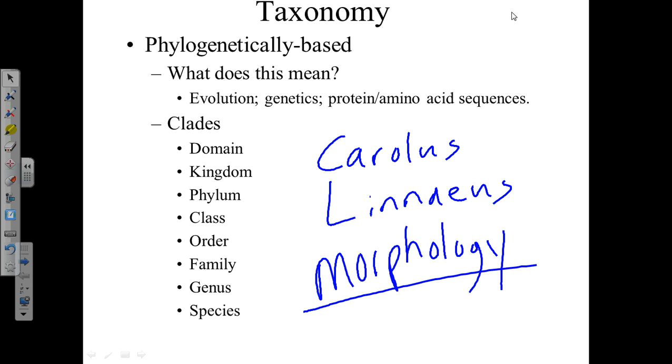Today, that's not really how things get classified anymore. Today, the taxonomy system is phylogenetically based. And that's a big word that's going to show up a lot in this class, in these sessions and in regular class. Anybody want to take a shot at what it means, phylogenetically? It means based on evolution and genetics. Things are classified today based on how they're genetically related and how scientists think they're related through evolution. That's why things are put in the groups they're put in.